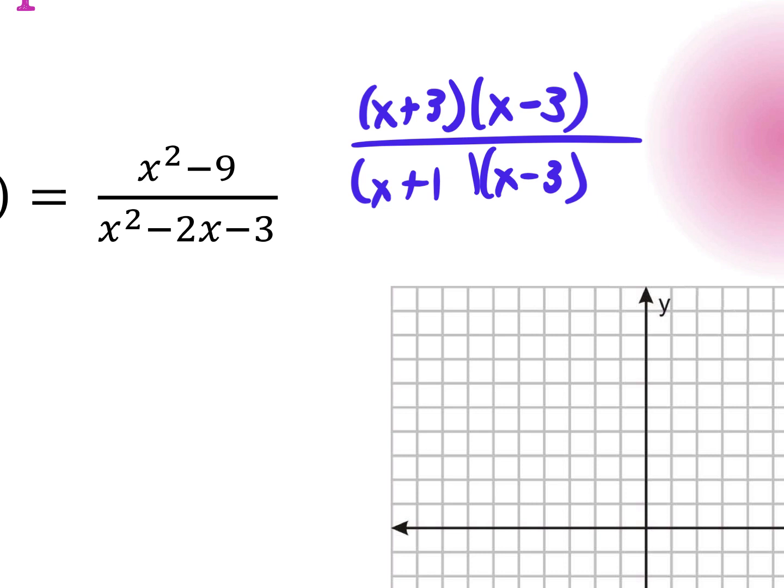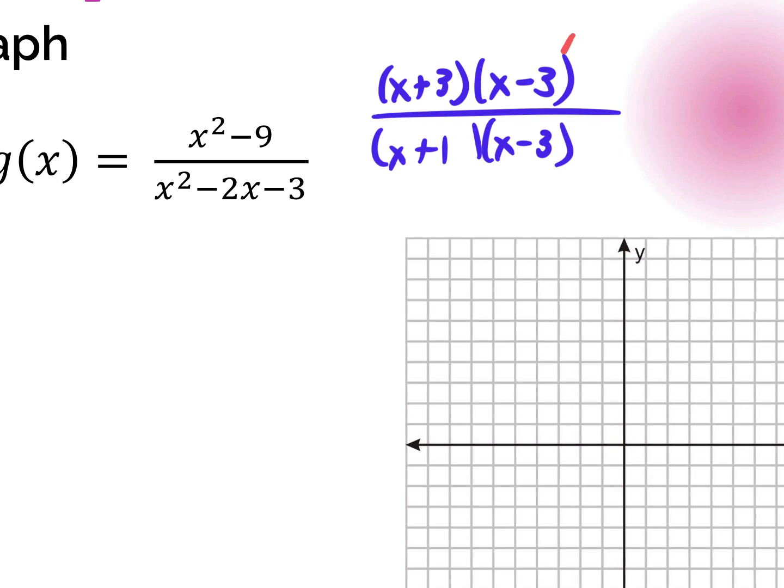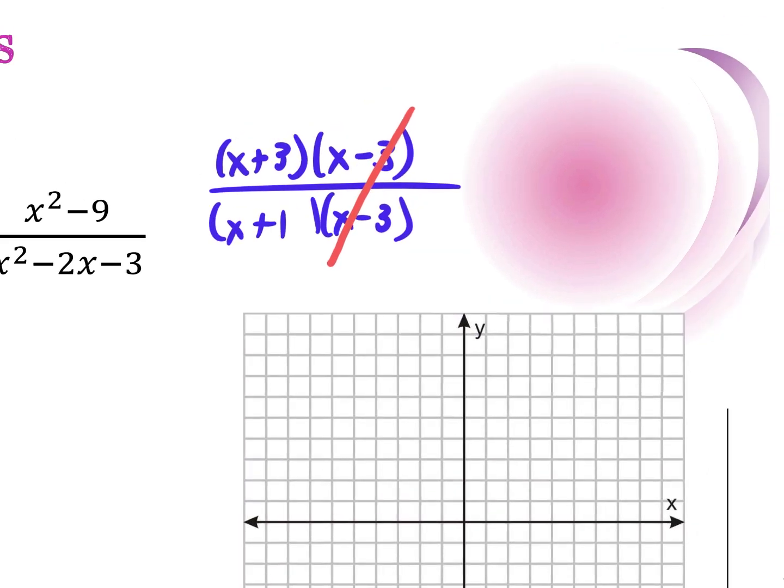Why is it so important to factor first? What did you guys just find? There's a hole. Do you see how you have x minus 3 on the top and the bottom? Go ahead and cross it out. That is where your hole occurs. So I'm going to say, okay, my hole.